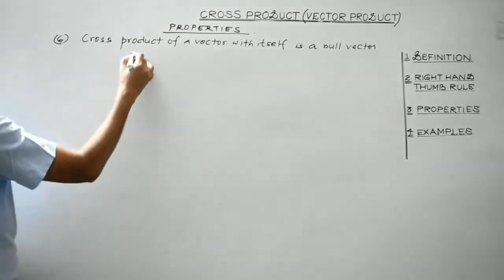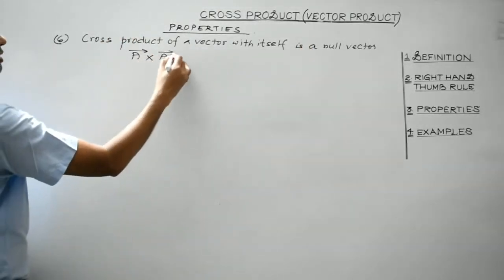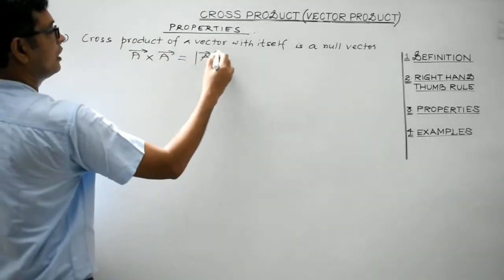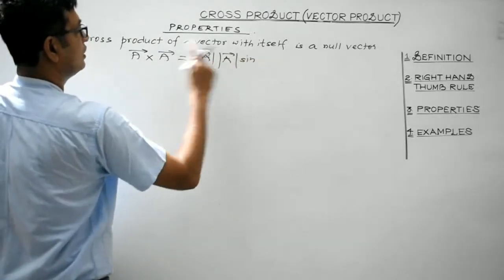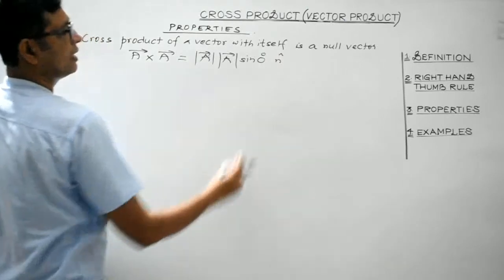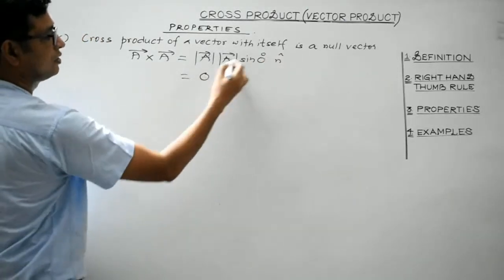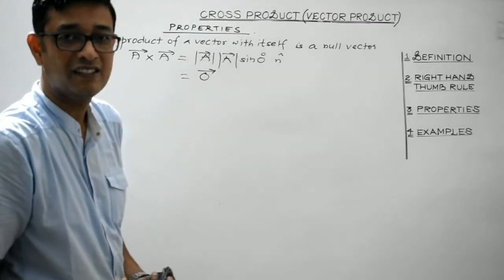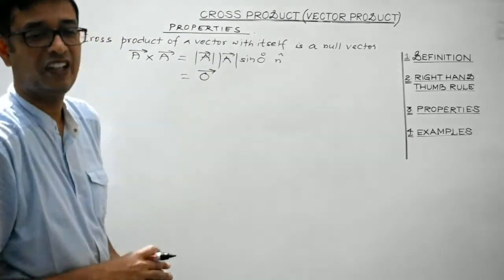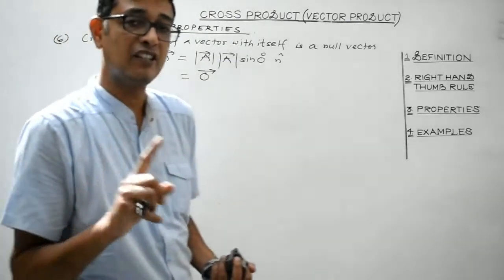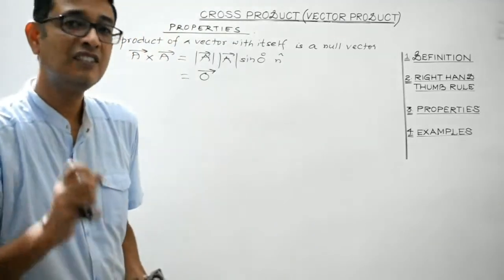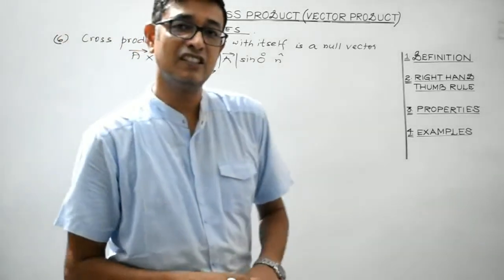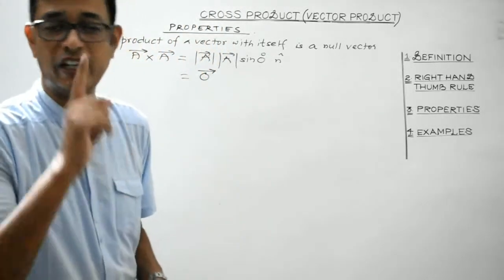Why is it so? Because in a vector cross a vector, between equal vectors, the angle is 0 degree. So it will be magnitude of A multiplied by magnitude of A, sine of the angle between them, sine 0, and this is n cap. So it will be equal to, sine 0 is 0, so it will be a null vector. A null vector, as you are aware, has magnitude 0 and possesses arbitrary direction, right? So the cross product of a vector with itself will always give us a null vector. Clear, friends?